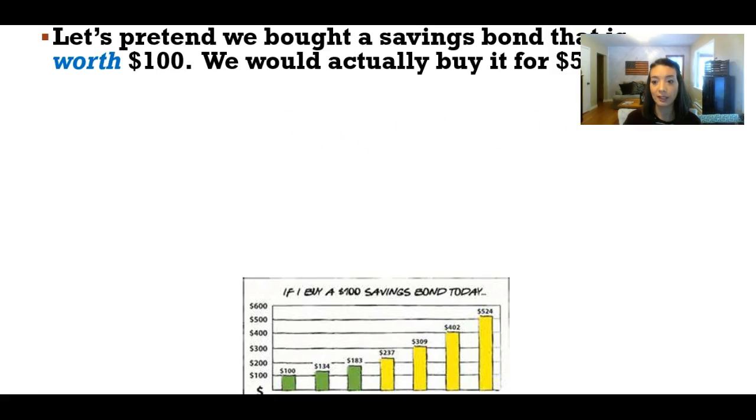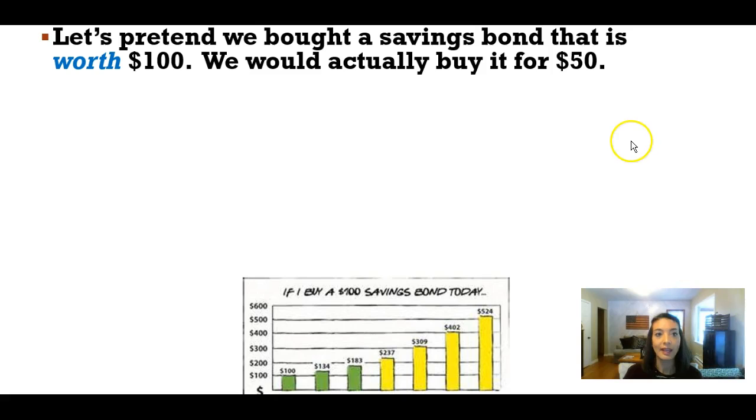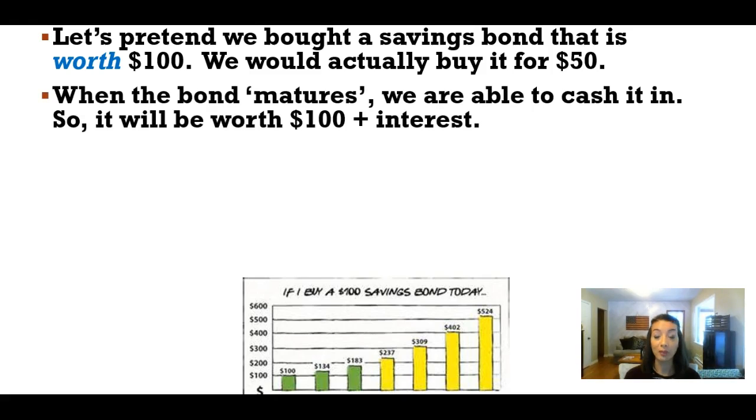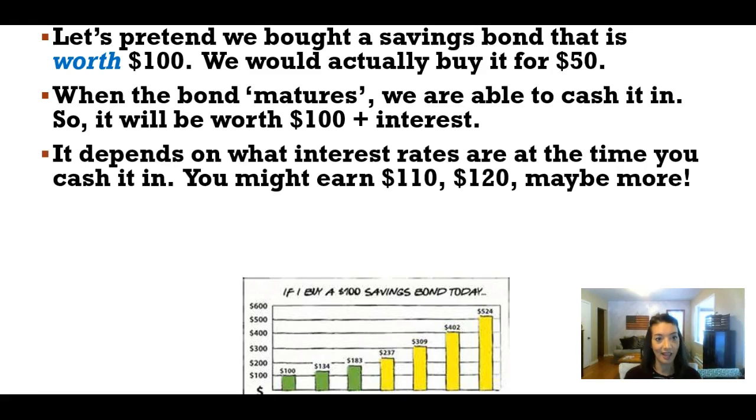So here's the example that I just talked about. Let's pretend we bought a savings bond that is worth $100. We would actually buy it for $50. Okay. The bond matures. We are able to cash it in, so it'll be worth $100 plus interest. And it depends on what interest rates are at the time you cash it in. It might be $110, it might be $120, maybe it's worth even more.